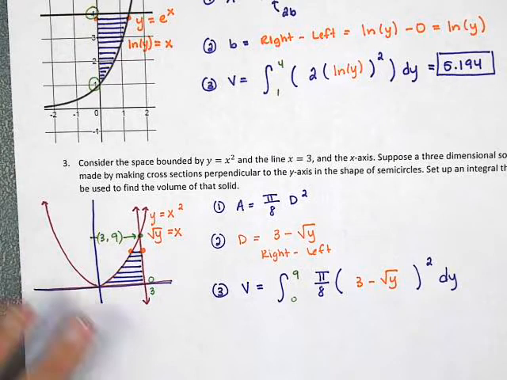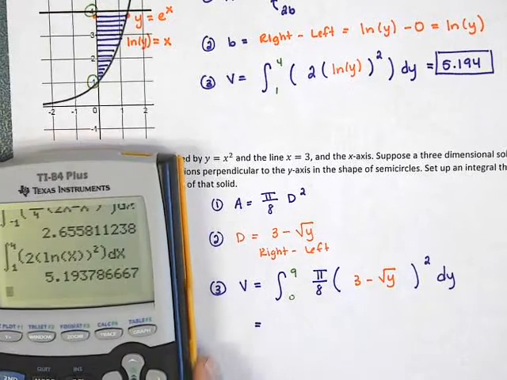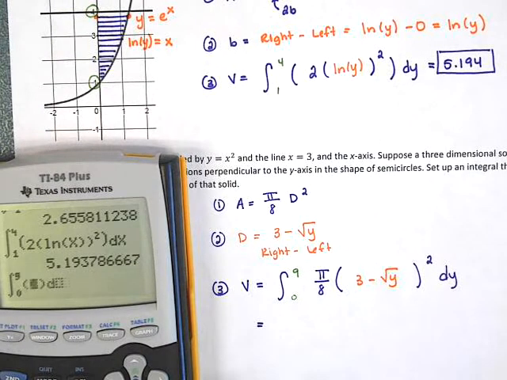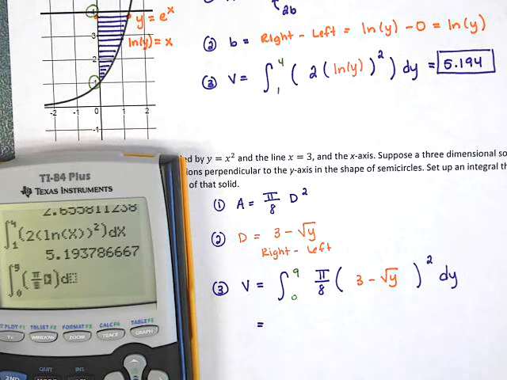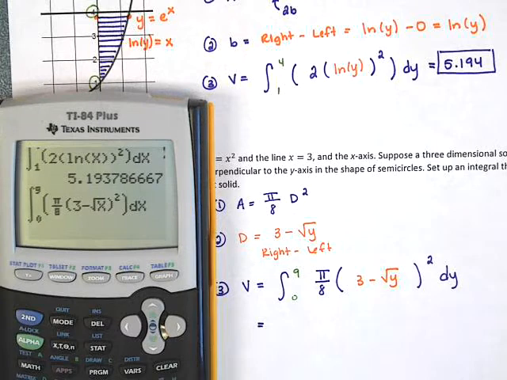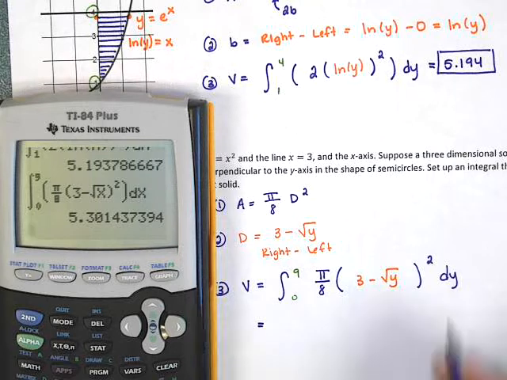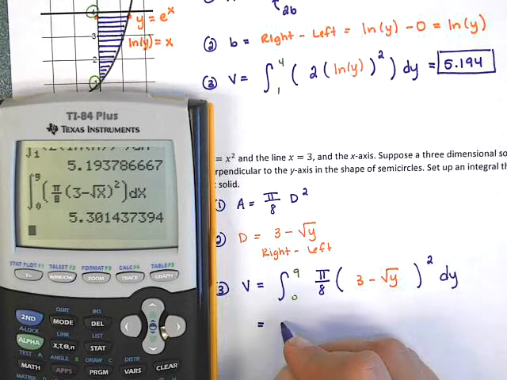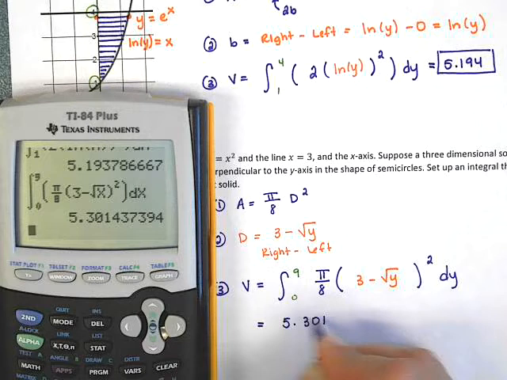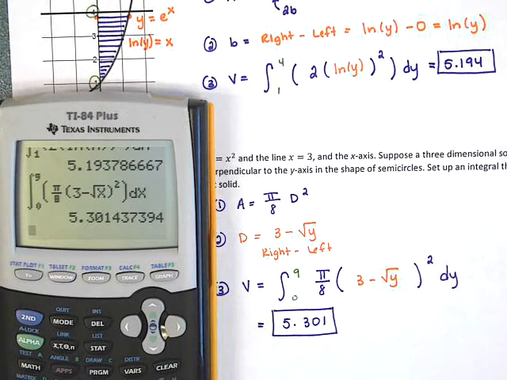Then I'm just going to type that in on my calculator. So I'm going to have math 9 from 0 to 9. I'm going to have pi over 8. And then I'm going to have 3 minus the square root of x squared dx. Now I know that this problem is in terms of y. The reason I'm using x's in here is that in our integral, that's just an arbitrary variable. So my volume here would have been 5.301, and that would have been my final answer.